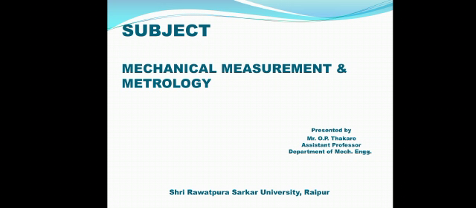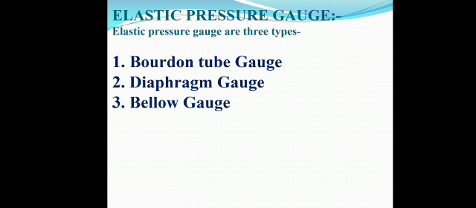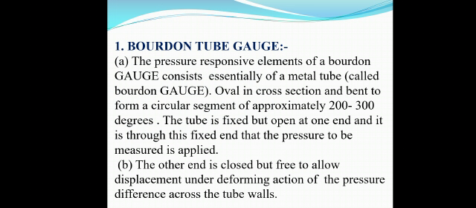Today I will take the subject of mechanical measurement and metrology. Unit number 2, measurement of pressure and transducer. So, first one, elastic pressure gauge. There are three types of elastic pressure gauge. First, Bourdon tube gauge, second, diaphragm gauge, and third, bellows gauge. So the first one, Bourdon tube gauge.